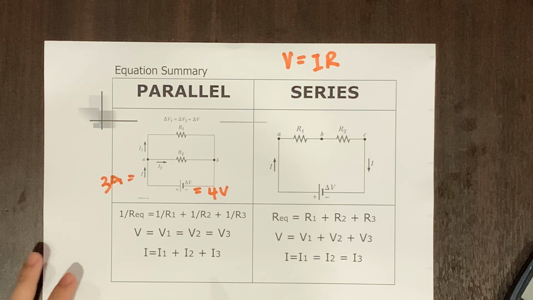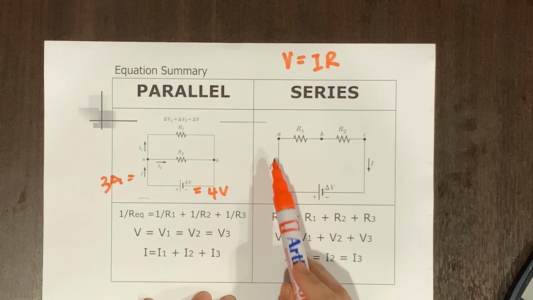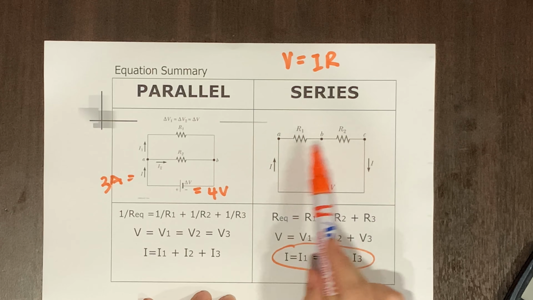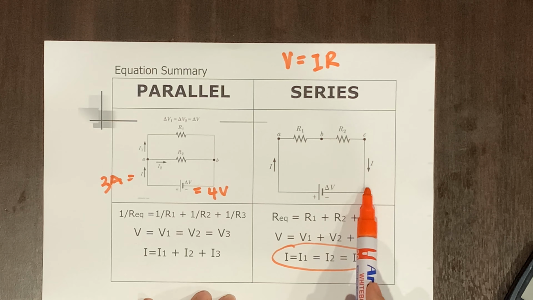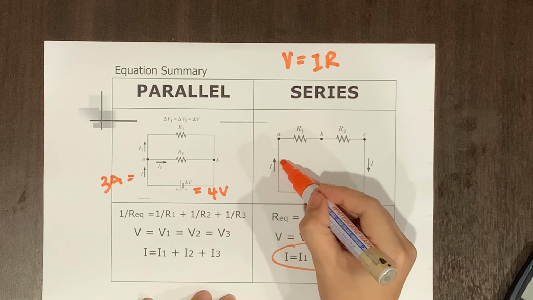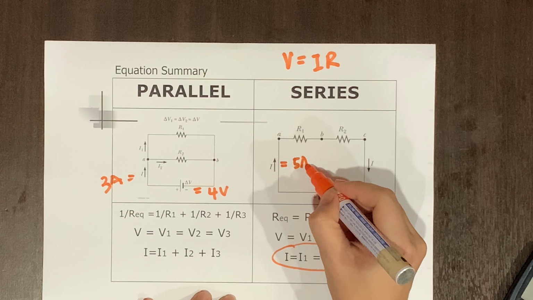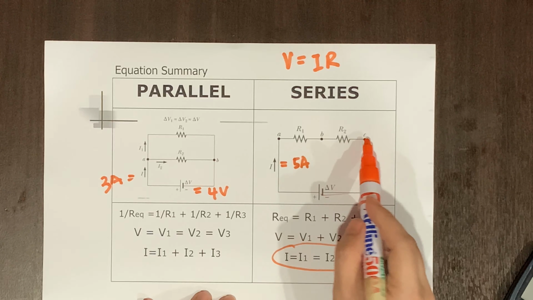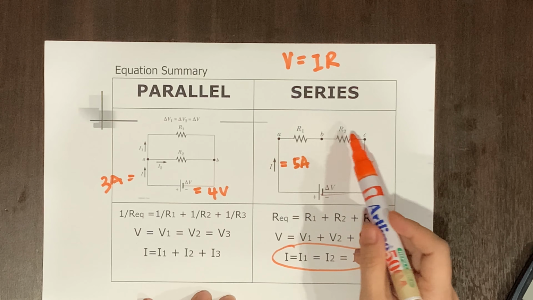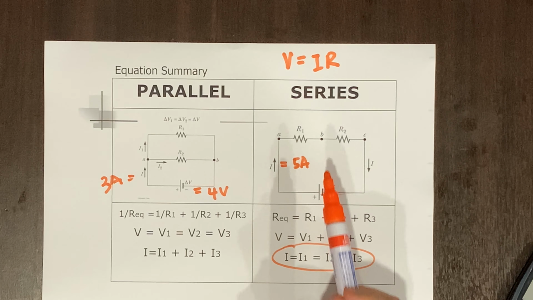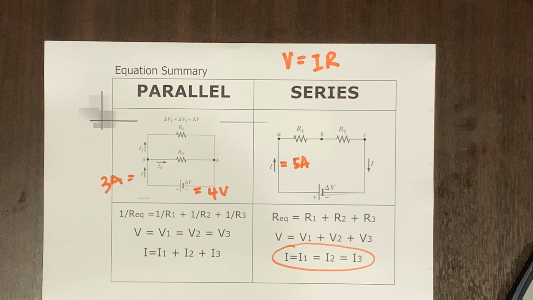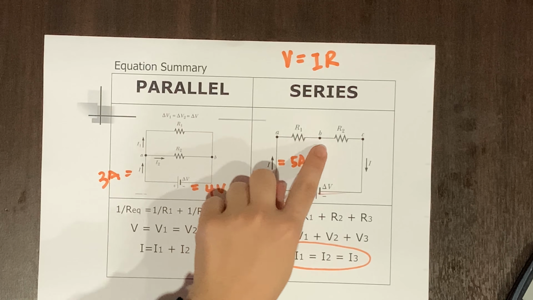But in series, the current flow is the same for all. For example, the current flow is 5 ampere. So 5 ampere goes through R1 and 5 ampere also goes through R2, but the voltage is different for each resistor, because they control the overflow of current, right? So the voltage will be different for each resistor.